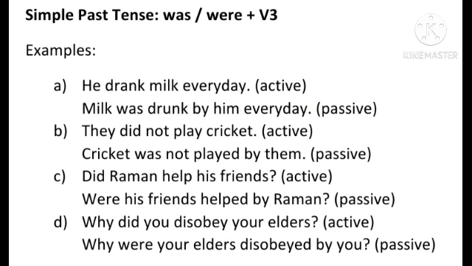Let's take up simple past tense. In active voice, in simple past tense, we use second form of the main verb in positive sentence, and in negative and interrogative sentences we use did as helping verb plus first form of the main verb. In passive voice, whether the sentence is positive, negative or interrogative, we have to use the helping verbs was or were. Now let's see the examples.